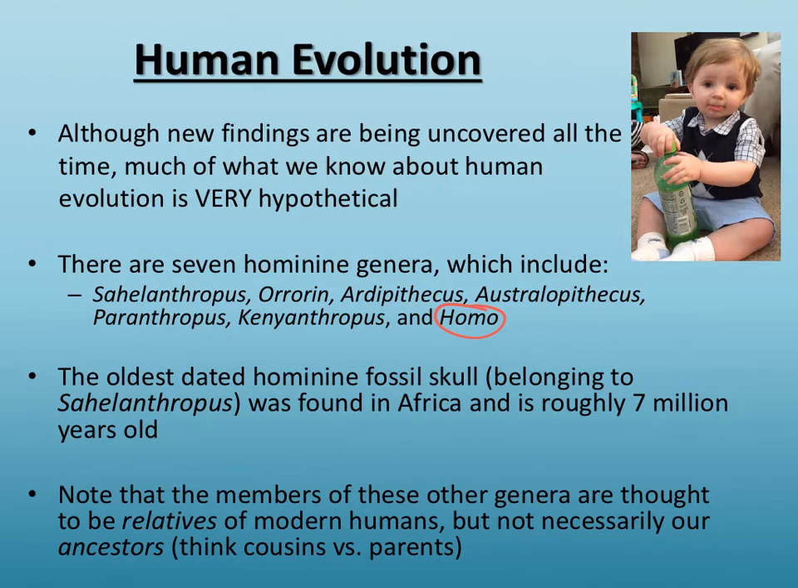Now, the oldest hominine fossil skull, which was actually a type of Sahelanthropus, was found in Africa about 7 million years ago. So that's how we time out that branch point, we think, with the chimpanzees. But these other genera have come to be in these last 7 million years. And they're still not thought of to be our direct ancestor, right? They are thought of to be our relatives. These other genera, like Ardipithecus, you can think more of like those are our cousins or something. They're not our direct ancestor.